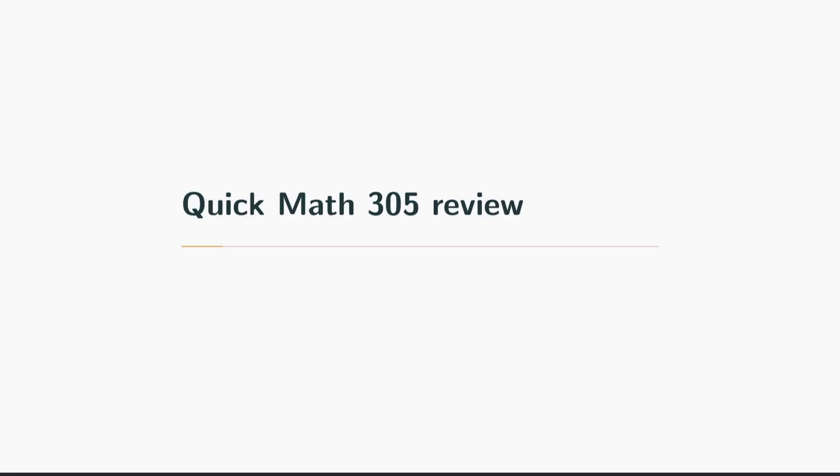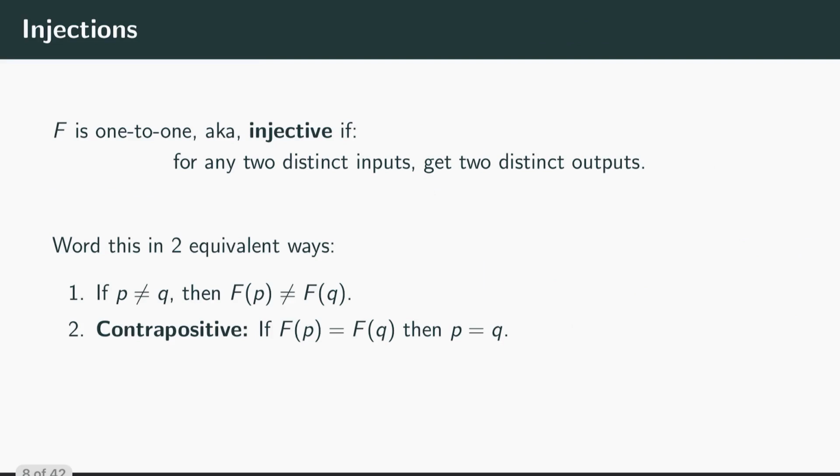It's maybe been a little while since you've heard this word bijective, so let's do a brief amount of Math 305 review. The first bit of technical jargon we're going to review is calling a function one-to-one or injective. So we say a function f, or in this case a map f, is one-to-one or injective if for any two distinct inputs we get two distinct outputs.